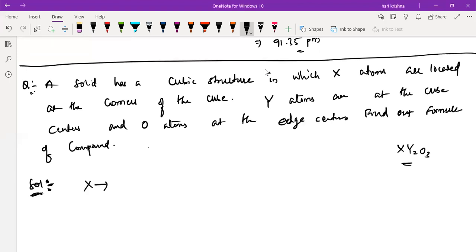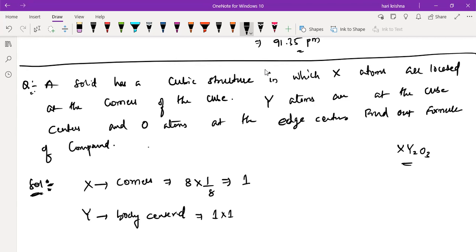So if you take the X atoms at the corners, how many corners will be there? 8 corners will be there, and each one will contribute only 1/8. That means X equals only 1. And if you take the Y atoms at the body center, only one atom will be there at the body center, and this one atom completely belongs to only one unit cell. So Y also 1.